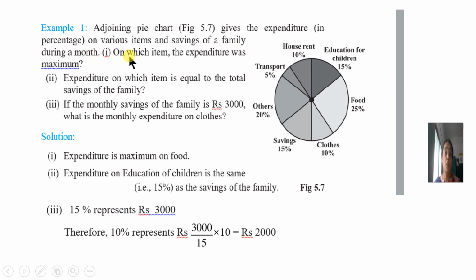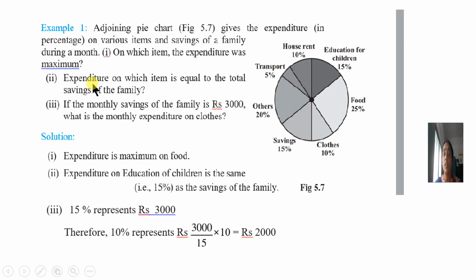The first question is, on which item was the expenditure maximum? Just see here: transport 5, house rent 10, 15, and 25 is on food. So the expenditure is maximum on food.